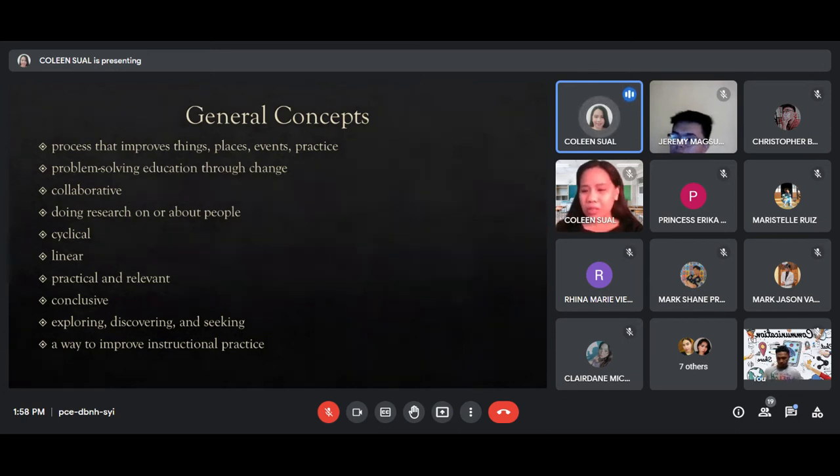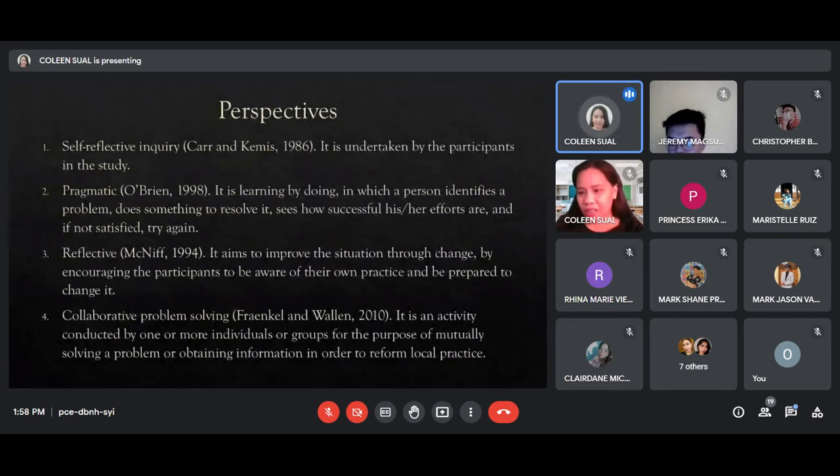When we do our research, when we present action research, we explore, we discover, and we seek. We find ways to solve issues that affect all of us. Finally, this is a way to improve instructional practice. We want transformation in the field of education, then we have to conduct our research. Here are perspectives about action research. It is a self-reflective inquiry, it's pragmatic, reflective, and collaborative problem solving.